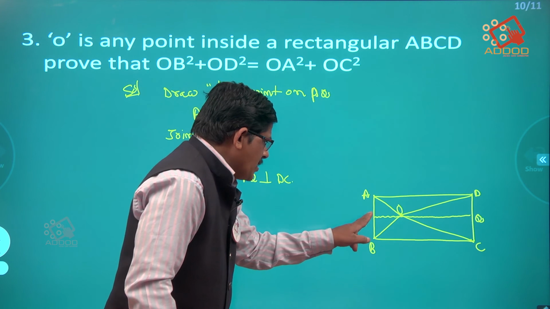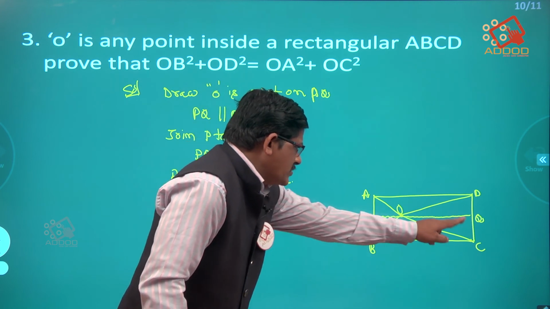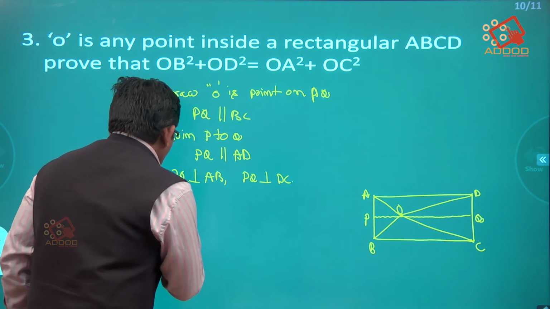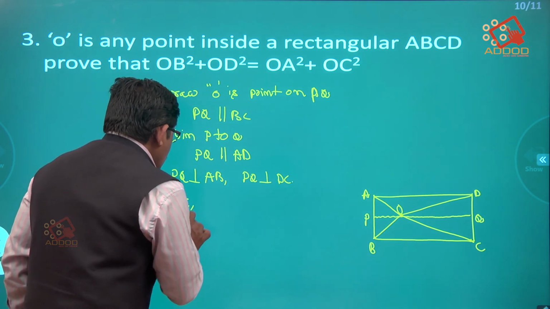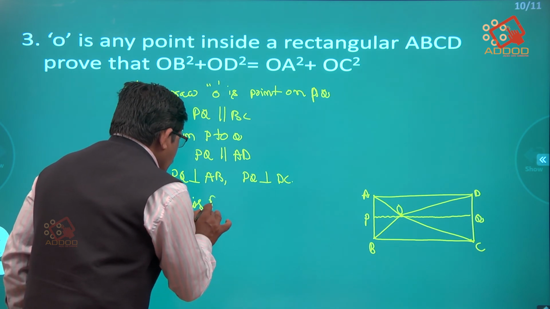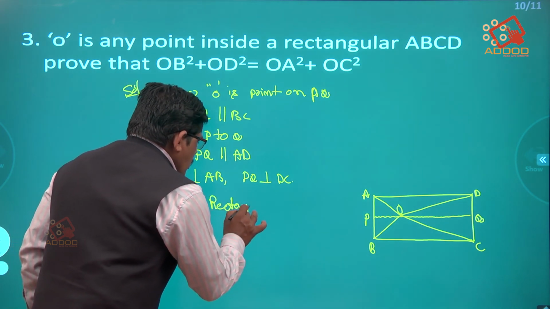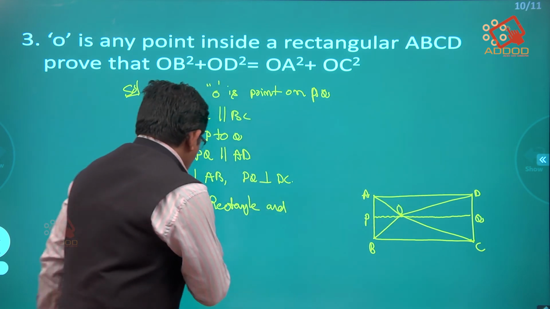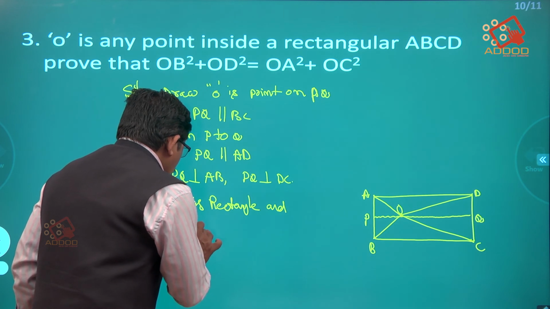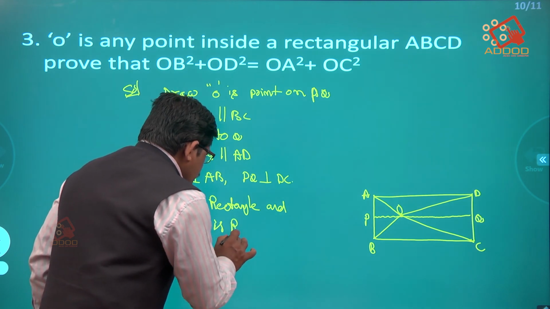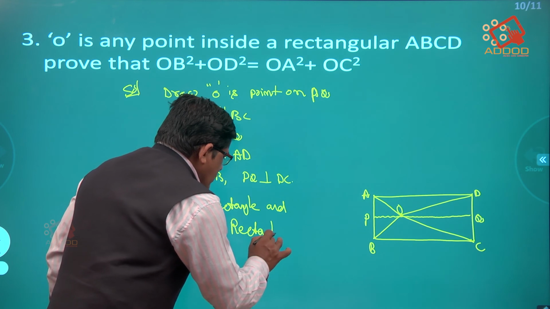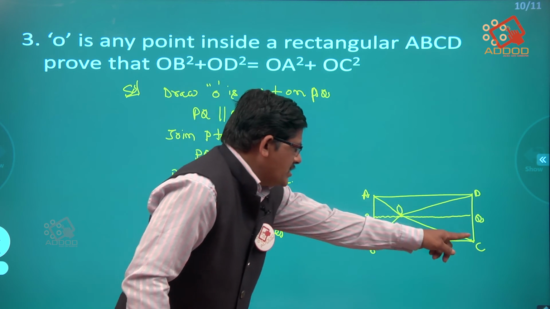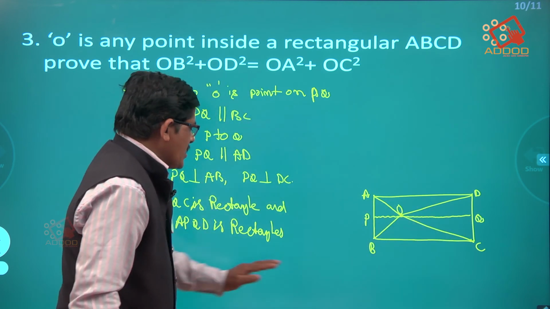Here, P is a point. BPQC is one of the rectangles. BPQC is a rectangle, and another one, take APQD, is a rectangle. Here two rectangles are got. APQD is another rectangle and BPQC is another rectangle. These rectangles are drawn here.